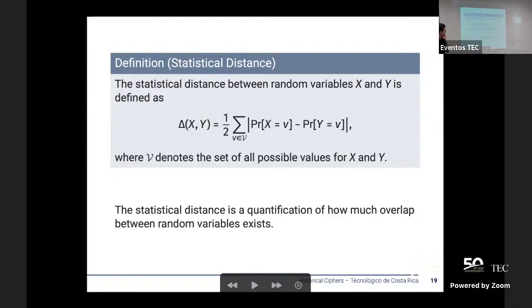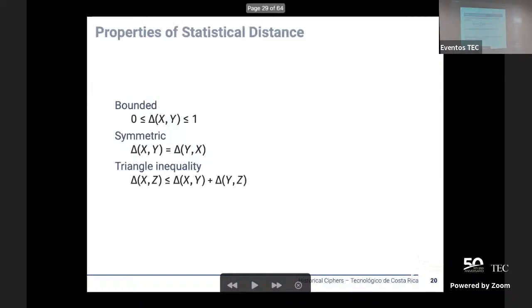So now we've seen this definition, it's maybe always nice to think about what the extremes are, what are some properties of this definition. So that's on this next slide. We actually see that it's bounded by 0 and 1. So this statistical difference will always give us a number between 0 and 1, both included.